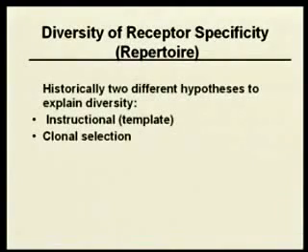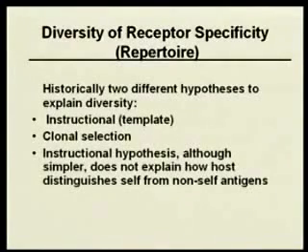So the alternate hypothesis was clonal selection. What this states is that through a number of processes, T cells that are able to recognize self-antigens are deleted, and the ones that are able to recognize non-self are clonally selected. And I'll go into more detail about that. So again, the instructional hypothesis, although it's very simple, does not explain the fact that we're able to recognize self from non-self.